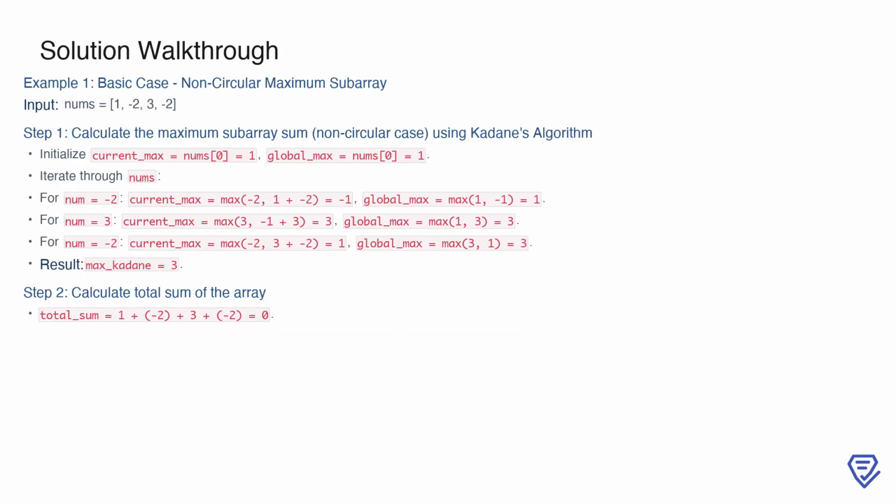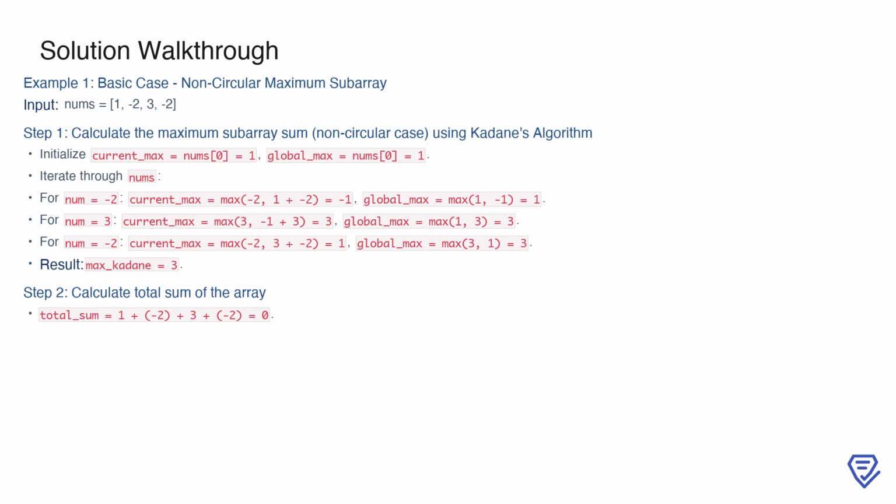First, we start with the input array nums equals 1, minus 2, 3, minus 2. Our goal is to find the maximum sum of a subarray, considering both non-circular and circular cases. To handle the non-circular case, we use Kadane's algorithm. We initialize current_max and global_max to the first element, which is 1. As we iterate through the array, we update current_max at each step by taking the maximum of the current number and the sum of the current number with the previous current_max. Simultaneously, we update global_max to ensure it always holds the highest value encountered so far.